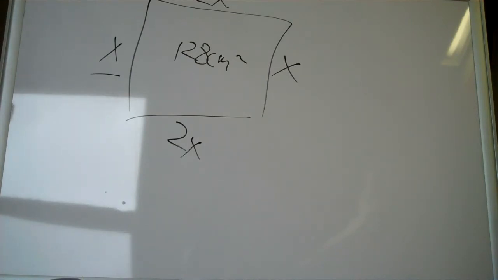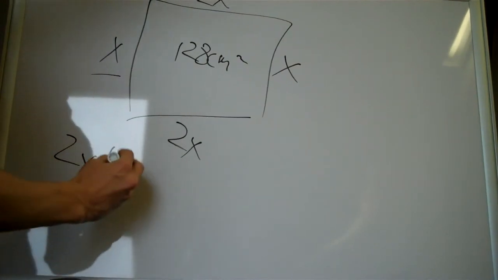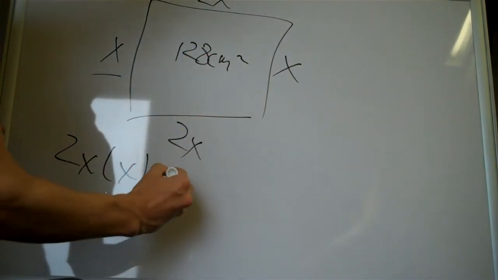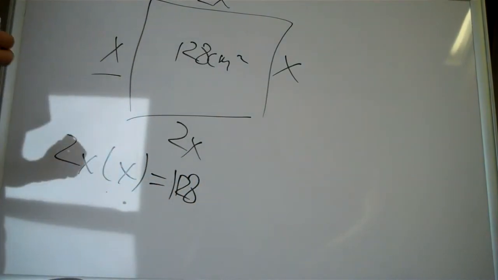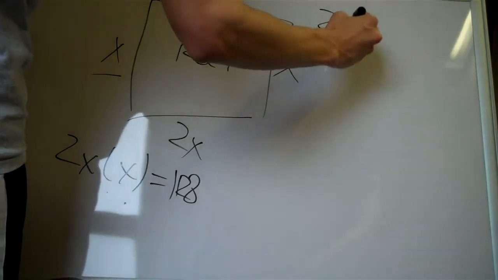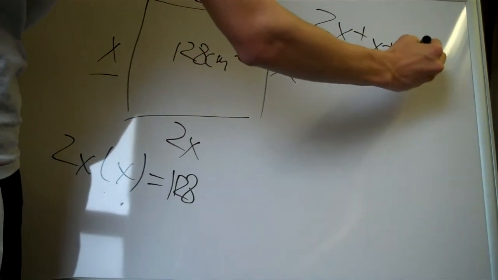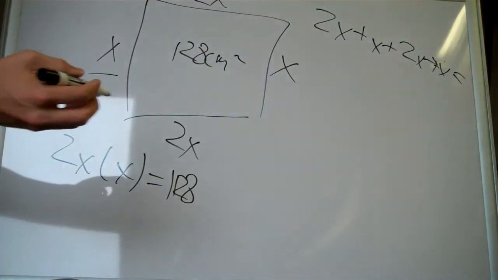You can find the area, which would be 2x times x, and set that equal to the known area, which is 128. Or you could go to perimeter and say 2x plus x plus 2x plus x is equal to 48.